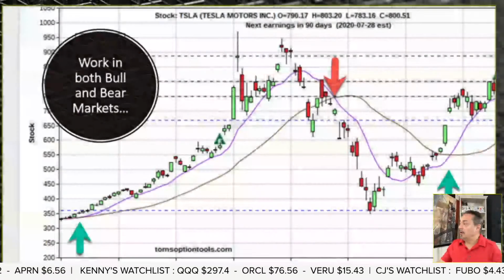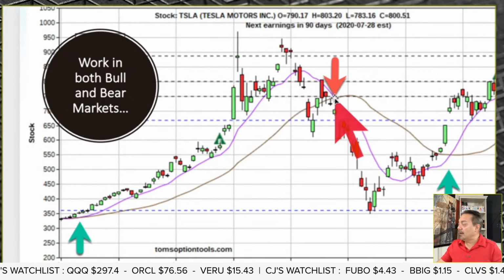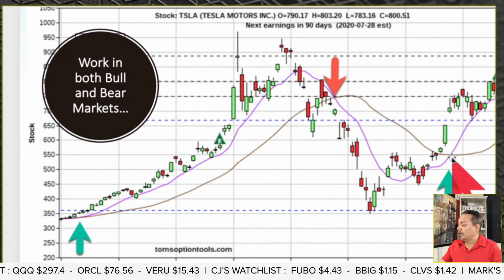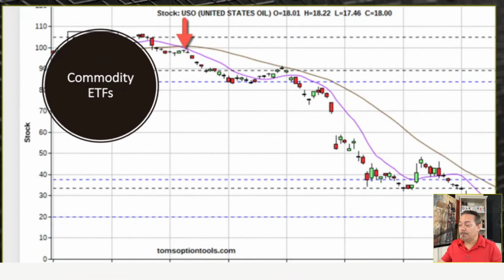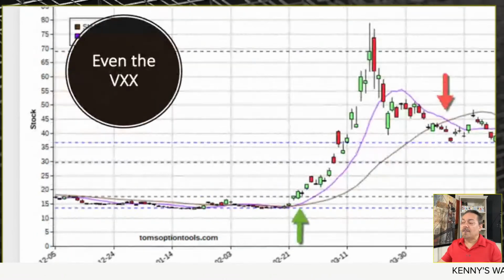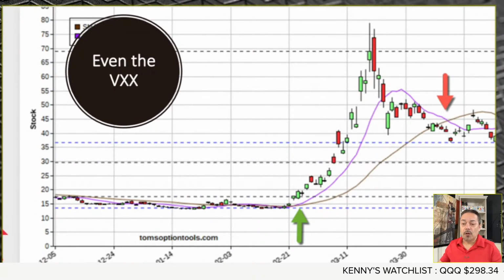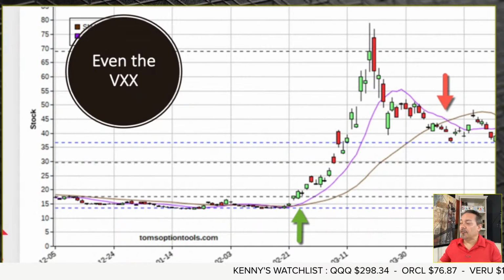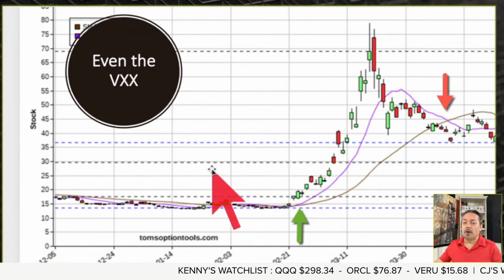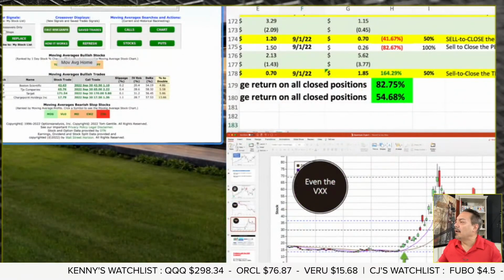But take a look at what this looks like on a screen. This works in both bull and bear markets. There's the 10 crossing above the 30. There's the 10 crossing below the 30. There's the 10 crossing above the 30. It also works on commodities and ETFs, not just the stock market. And every once in a while, it even works on the VIX, although this is not my favorite one to trade on. But we do see this happening. So let's look at a couple of these 10-30 moving average crossovers as they actually appear on a screen.